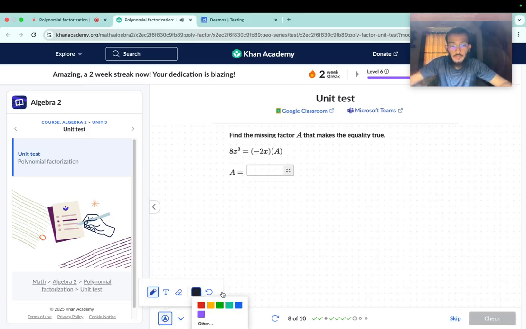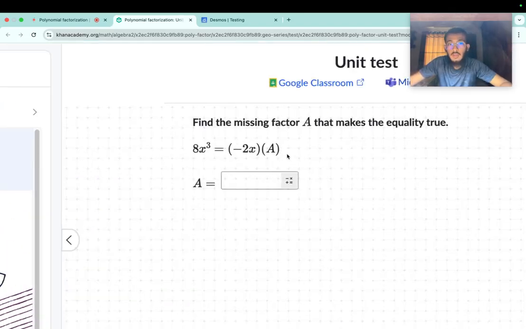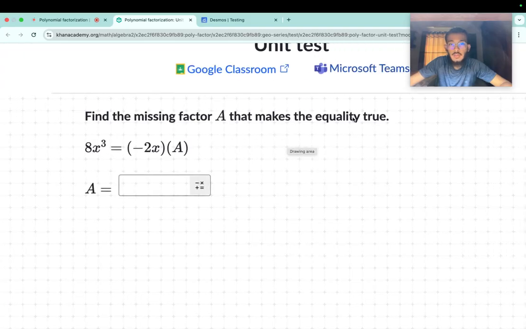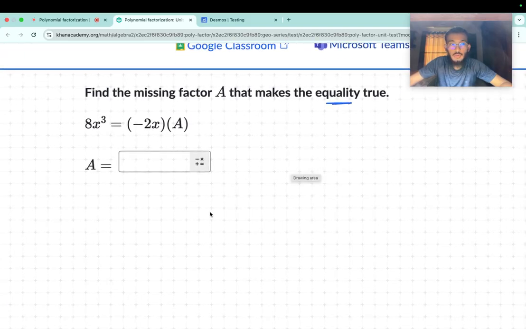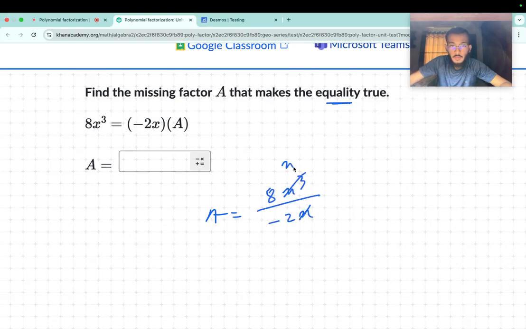Okay, find the missing factor a that makes the equality true. So a equals 8x cubed divided by negative 2x. This is x squared, and this is 4, so negative 4x squared.